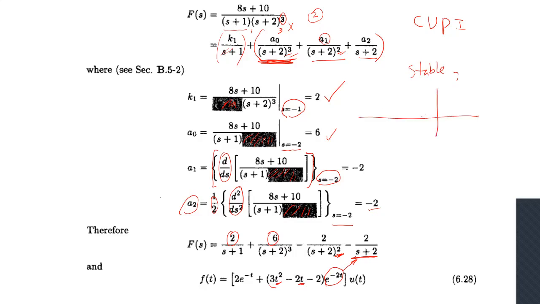Yeah, because the pole is -1. You have another one at -2. You have another one, you have another one. You have multiplicity 3, multiplicity 1. So they are all in the left half plane.